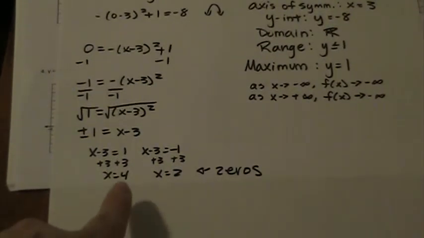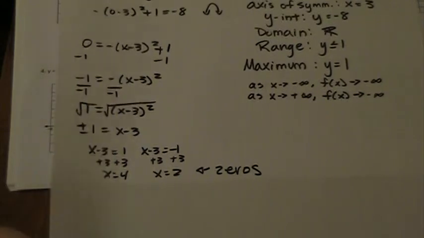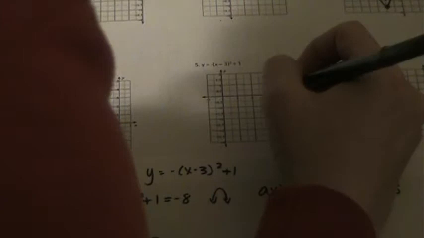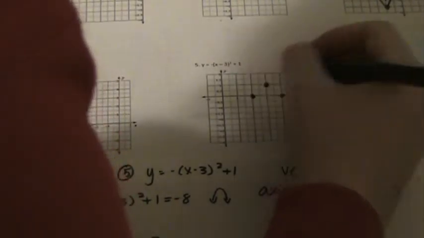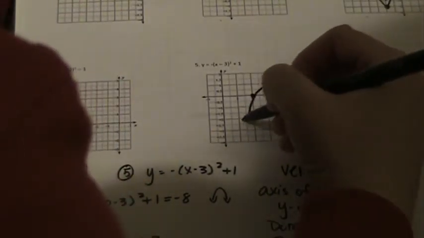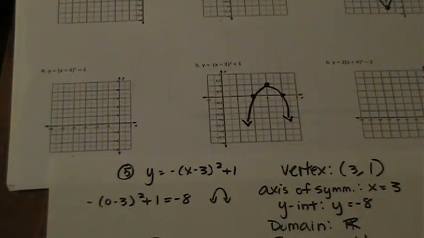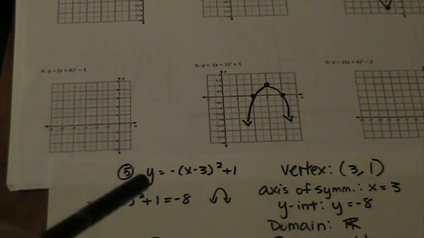However, I do have my zeros, my x-intercepts. I can fit those on there. They're at 4 and 2. So I can go to the x-axis and put a point at 4 and 2. And that gives me the 3 points I need to complete my parabola. Those 3 points, the vertex, and a point on each side of the axis of symmetry. And so now I've graphed it based on the information. So that's how you find all those different characteristics of a quadratic function when they give you an equation in vertex form.